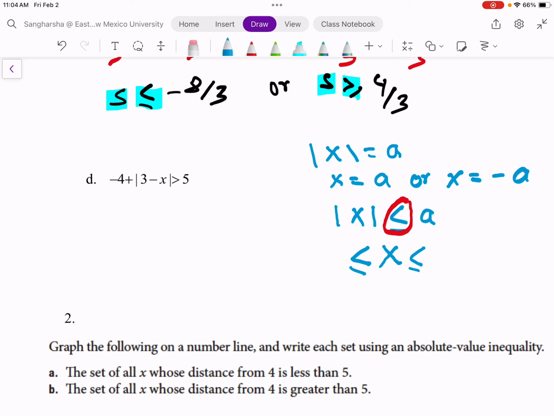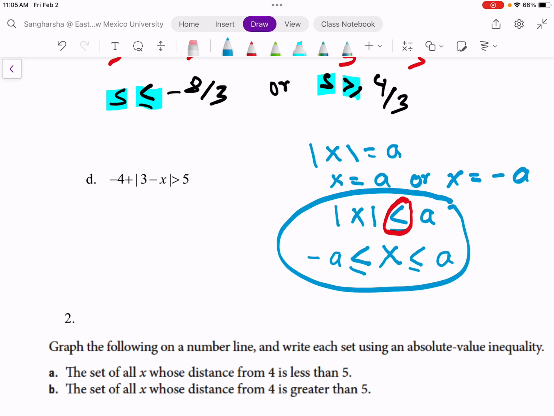On the left side you're going to have a negative of the right side, which is negative a, and positive of the right side, which is a. So these two are equivalent. They are the same inequality, nothing is different. In the first inequality we have the absolute value, in the second inequality we don't have the absolute value, but both of these inequalities are the same, they both have the same set of solutions.